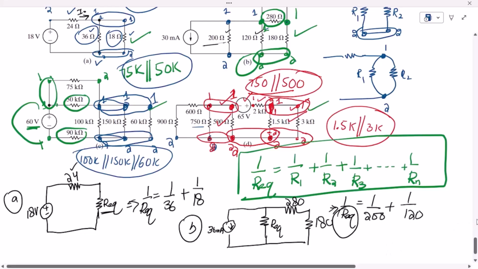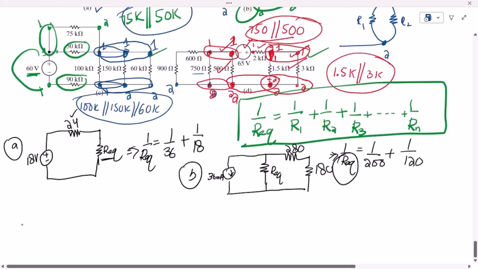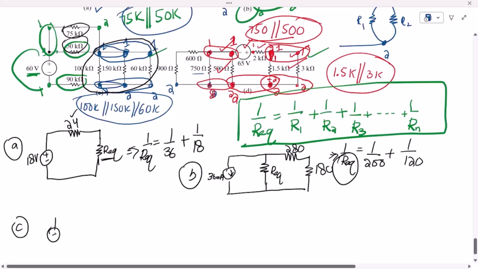In part C, you can apply similar rules. You can see that these three here are in parallel, and also these two, the 75 and this 50K, are in parallel. So therefore, let me first draw the voltage source here. This is the voltage source of 60 volts.